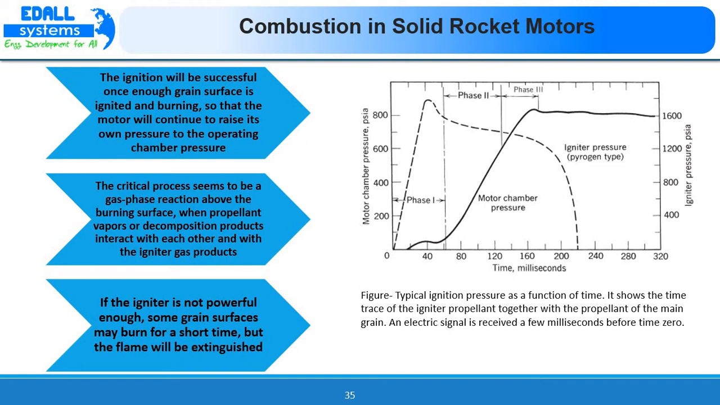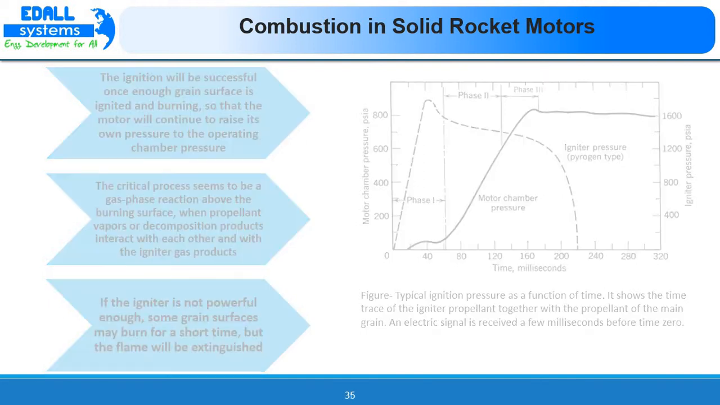The critical process seems to be a gas phase reaction above the burning surface, when propellant vapors or decomposition products interact with each other and with the igniter gas products. If the igniter is not powerful enough, some grain surfaces may burn for a short time, but the flame will be extinguished. So these are some of the ignition properties or ignition process details for a solid rocket motor.